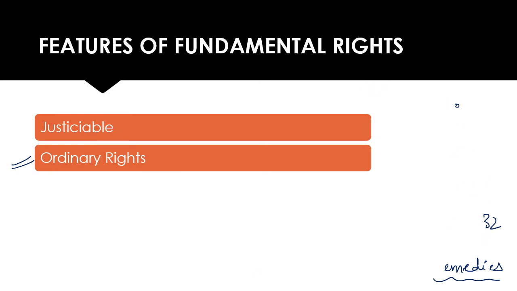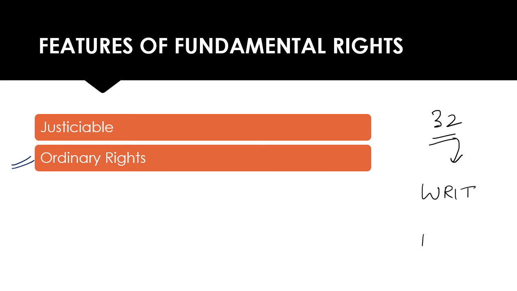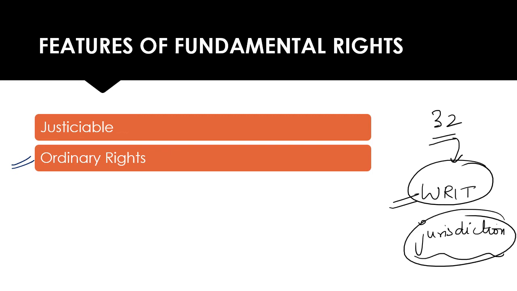Okay, so this is what you have under Article 32, which is the right to constitutional remedies. Also, you should know that under Article 32, this remedy that you have is also called the writ jurisdiction, right? So you must have heard this word writ, and this deals with the jurisdiction of the Supreme Court in matters wherein there has been a violation of a fundamental right.